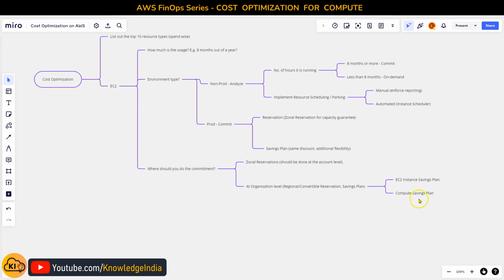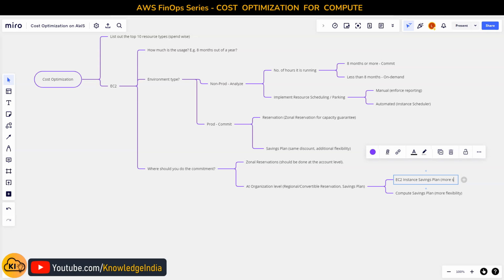Because you can just go ahead and commit to an amount per hour, and you are not restricted around which instance family you can use. You can actually use any instance family, for that matter. And you can even use resources across regions and things like that. You've got more flexibility basically, right? In the compute savings plan, you have got more flexibility, okay? But in the EC2 instance savings plan, you have got more saving.